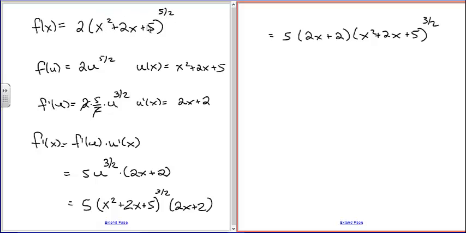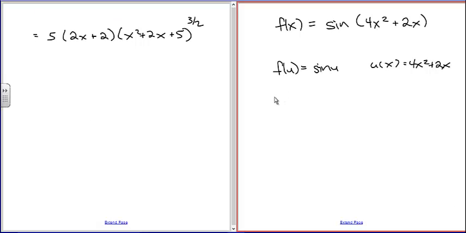So I'd say I'm going to keep this the same, reduce the exponent by 1. That's that term. And then I'm going to take the derivative of what's inside, 2x plus 2, and I'm going to multiply that by the outside. So once you get good at this, you'll do it like that.